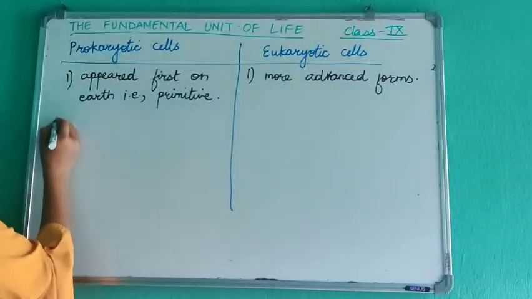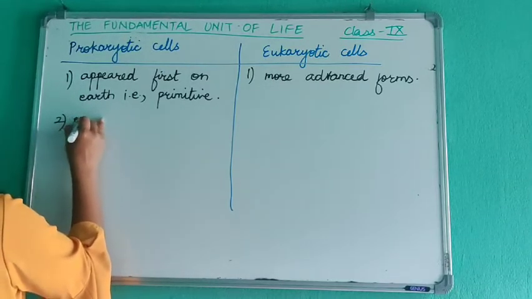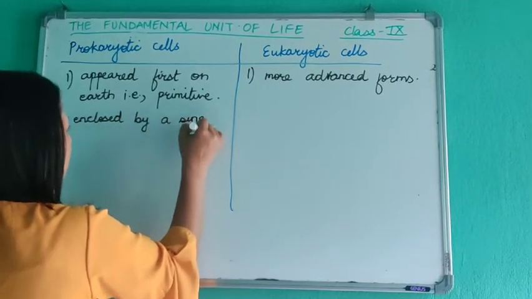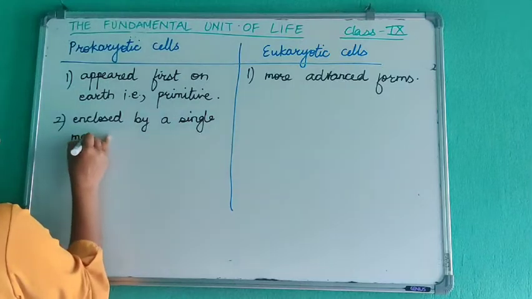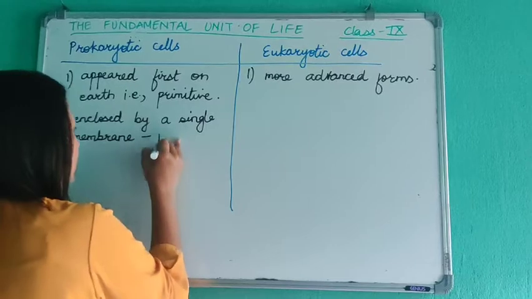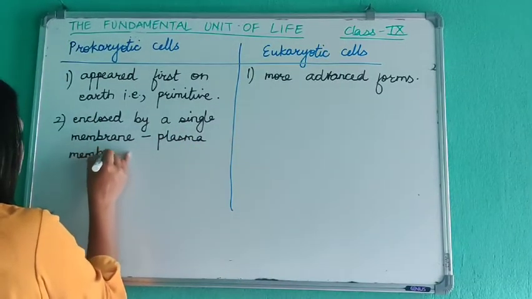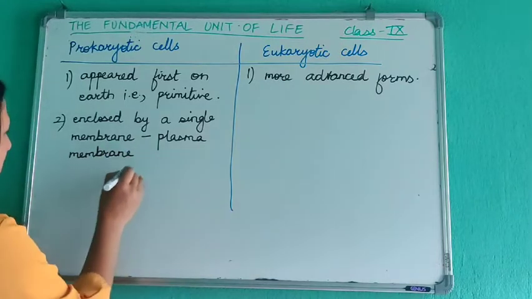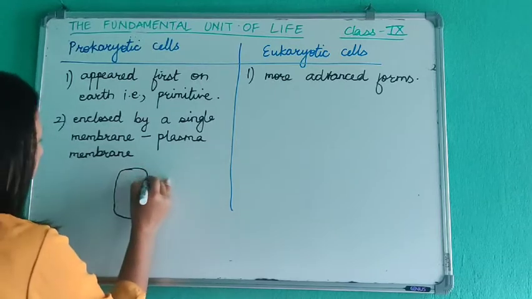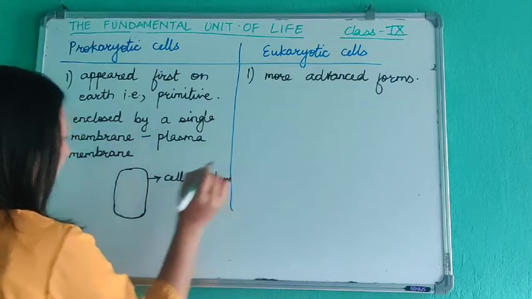Second important difference between prokaryotic and eukaryotic cells: prokaryotic cells are enclosed by a single membrane. Prokaryotic cells are covered on the outside by a single membrane. That single membrane is the plasma membrane. So suppose this is your prokaryotic cell, right? So it is enclosed by this single membrane. This membrane is known as the cell membrane or the plasma membrane.